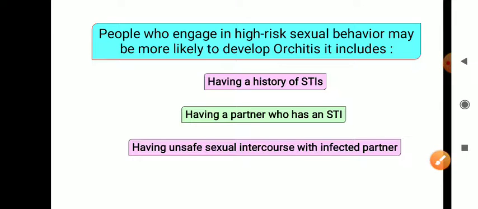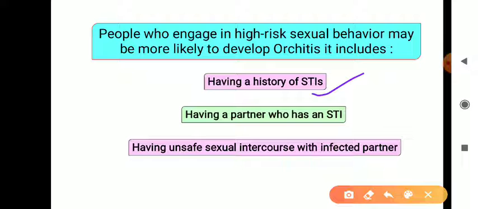Next risk factor we will see, that is sexual behavior, means the orchitis that is caused by some sexual behaviors. First one is having a history of STI, means sexually transmitted infection. The person who is having a previous history of having a sexually transmitted infection. And second one is having a partner who has an STI, means anybody whose partner is having sexually transmitted infections.